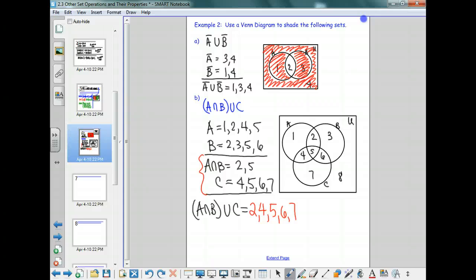Now I need to go back to my picture and shade those regions. So I've got to shade region 2, region 4, region 5, region 6, and region 7. And that's my shading for that.